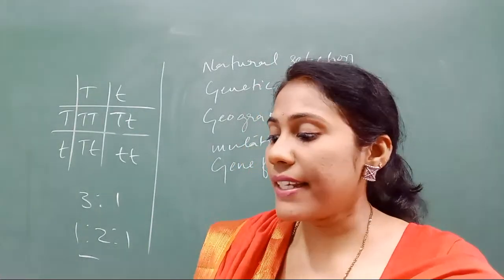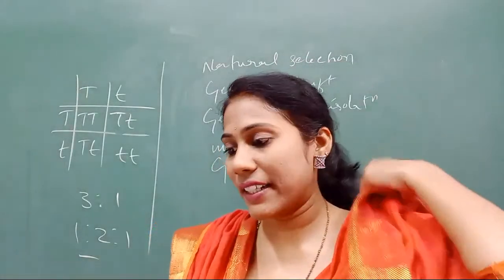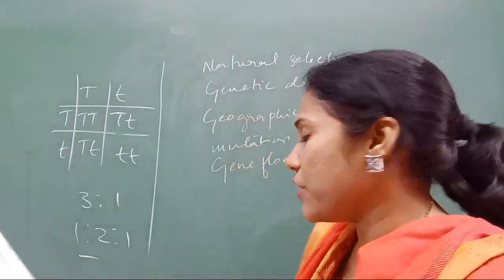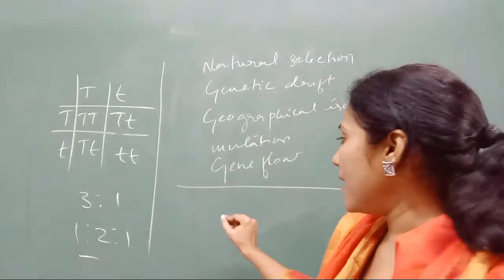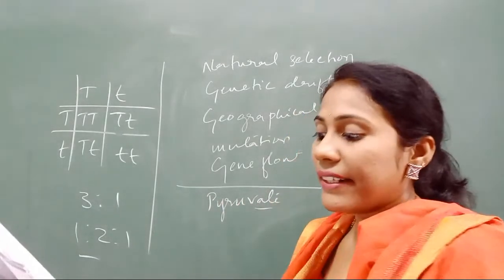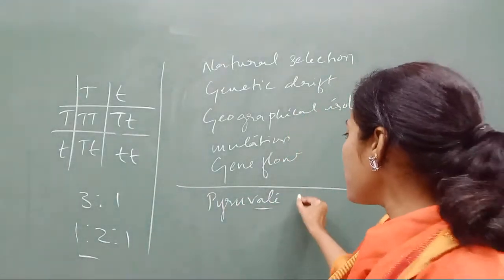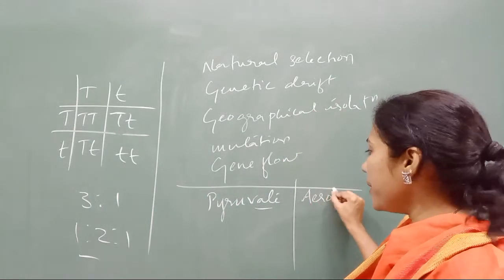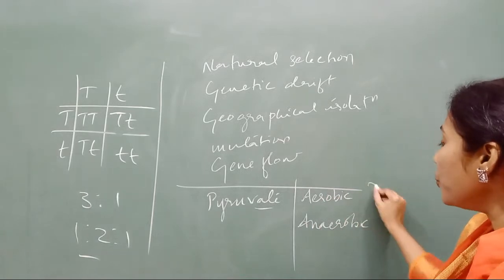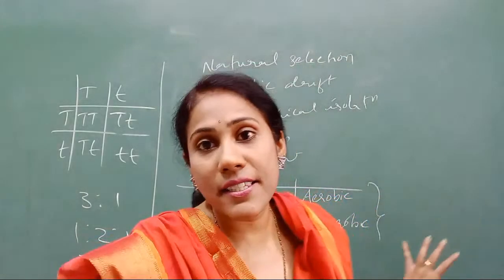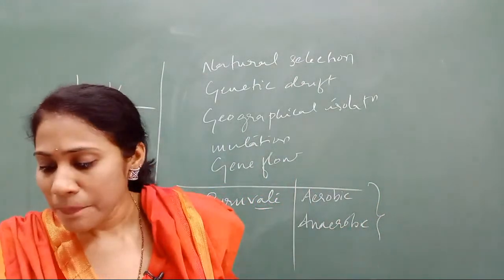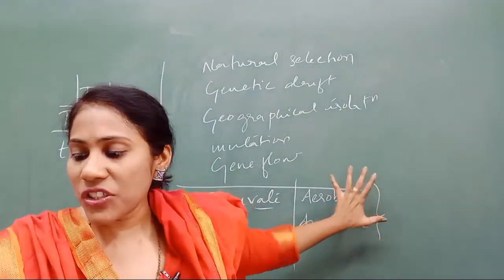Fine. Next, the 37th question. This is also very direct. Which molecule is formed during the first step of cellular respiration? In the cytoplasm it is pyruvate. So pyruvate is your answer, guys. And they asked you to mention the types of respiration. You have to mention aerobic respiration and anaerobic respiration. They also ask you to write any 2 differences between aerobic and anaerobic respiration. Any 2 differences you can write, you will get full 4 marks. Such a direct question.